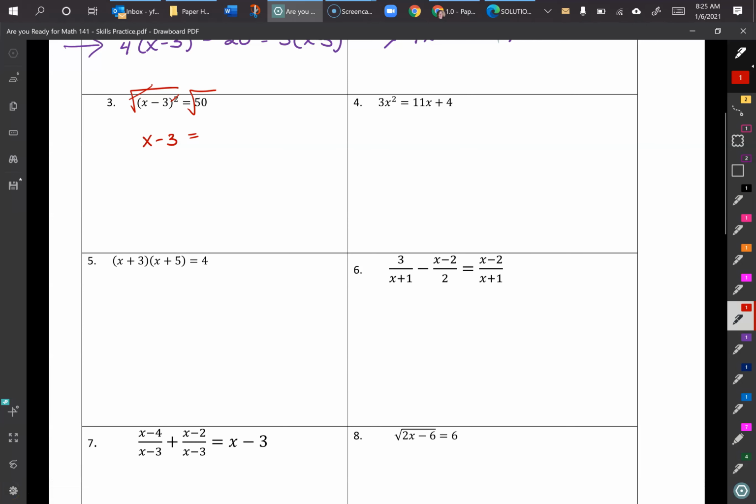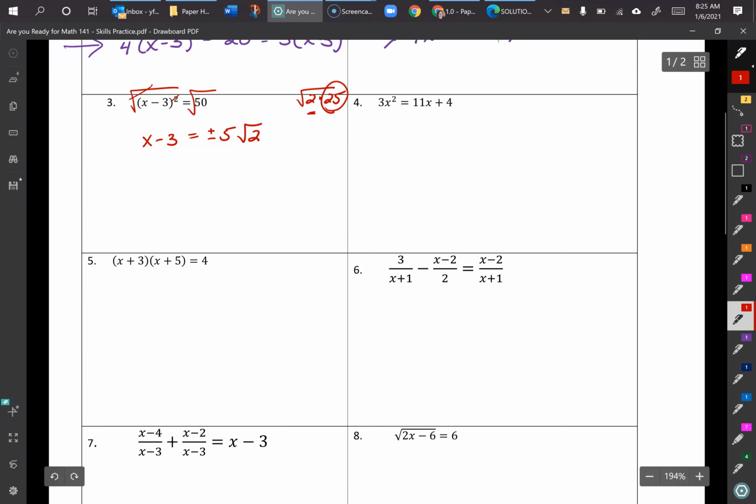I want to break that down to simplest radical form. So again, I could write 50 as 2 times 25. The square root of 25 is plus or minus 5. And then I'm left with the 2 in there. So from there, you should be able to finish that out. Just add 3 to both sides, and that's done. Okay.